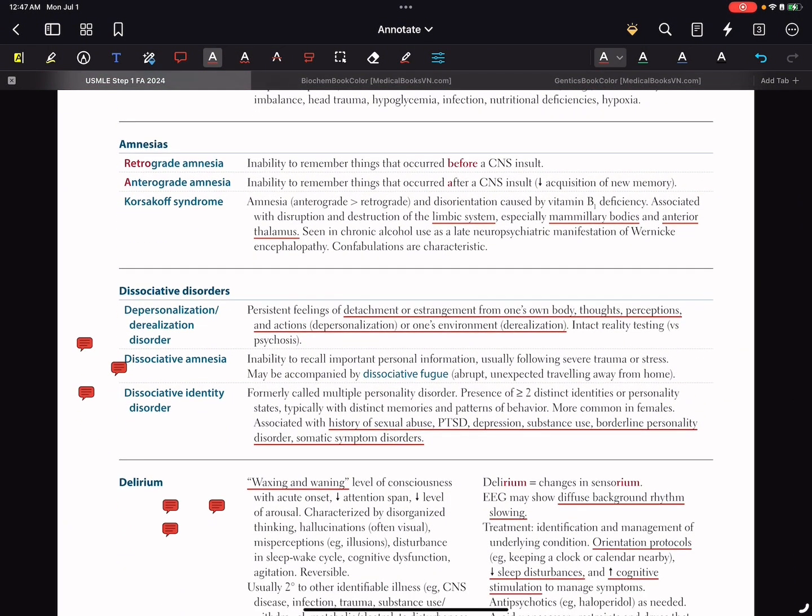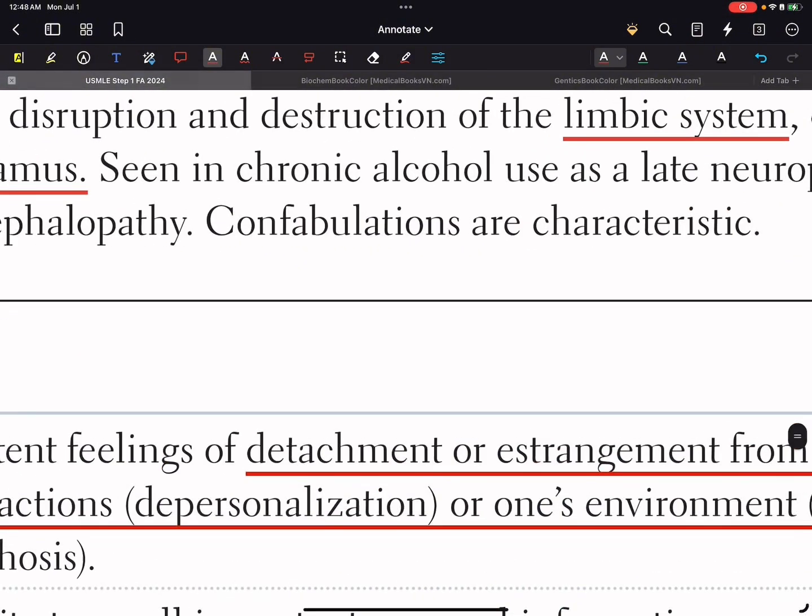Amnesia: we have retrograde and anterograde. Retrograde is the inability to remember things that occurred before, as seen after an insult. Anterograde is the inability to remember things that occurred after an insult. Ante, after. So decreased acquisition of memory. Korsakoff syndrome: amnesia, anterograde more than retrograde, disorientation, caused by vitamin B1 deficiency, associated with disruption of the limbic system, especially the mammillary bodies and anterior thalamus. Seen in chronic alcohol use and later neuropsychiatric manifestations. Confabulation is characteristic. So confabulation is making up new memories because you can't remember.